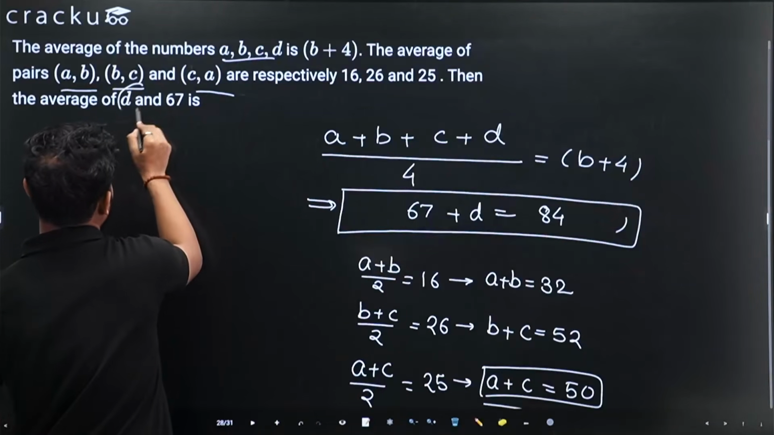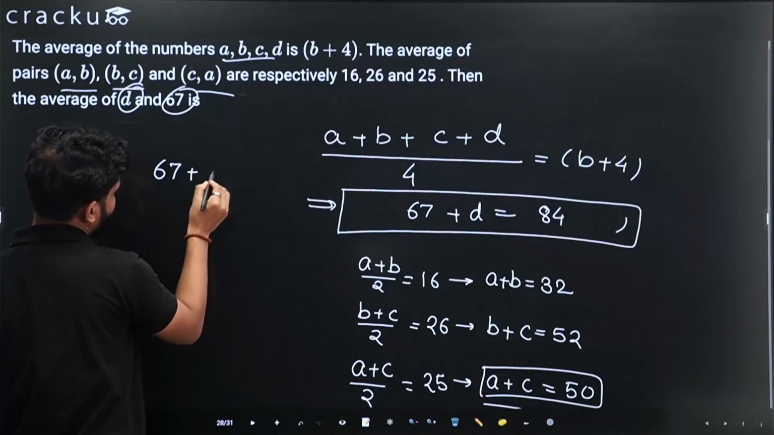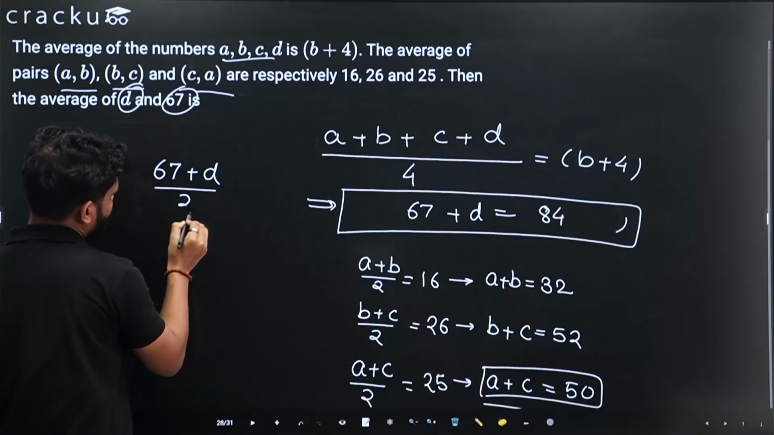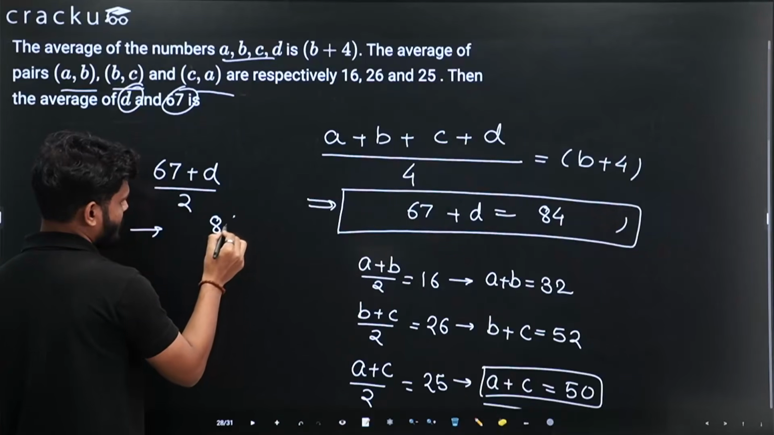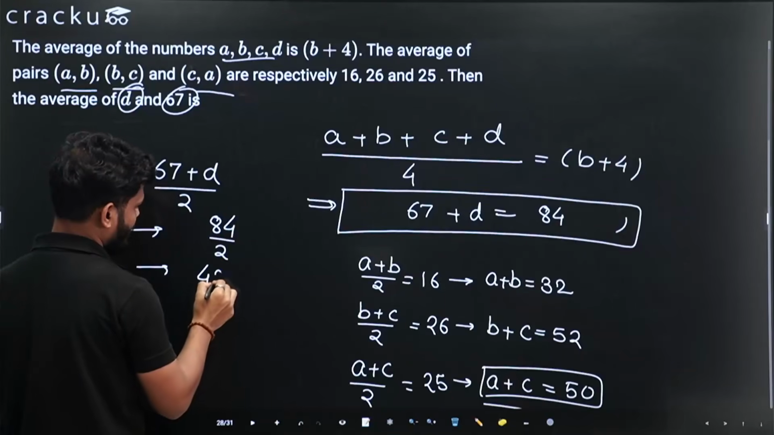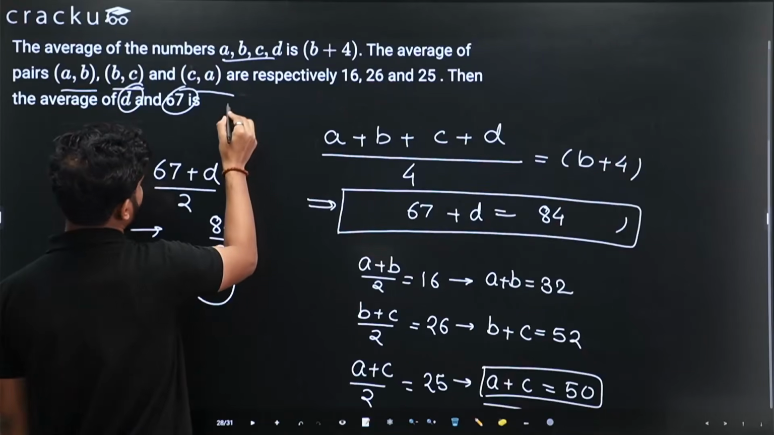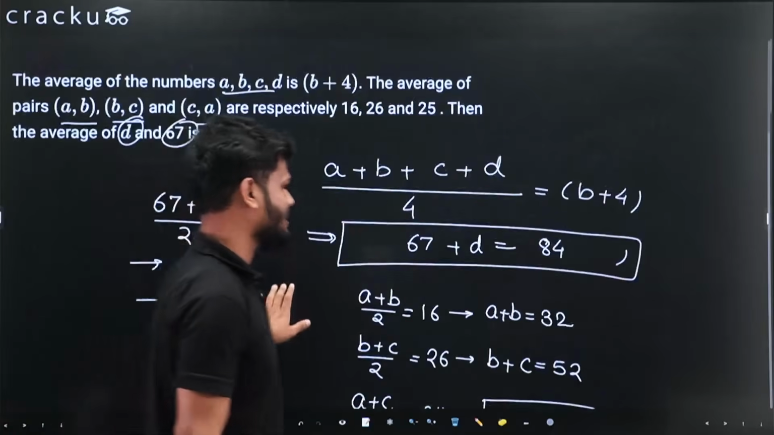What I need to find is the average of D and 67. That is 67 plus D divided by 2. What is 67 plus D? It is 84. So 84 divided by 2 is 42. The answer to this question will be 42. This is how you can solve the question.